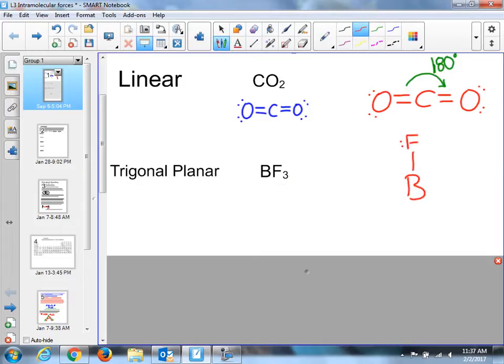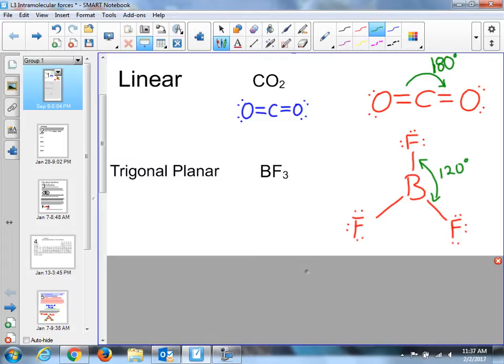F, F, F, fluorine 3 times. And the angle, because it's a plane, it's flat, trigonal planar, these are separated by 120 degrees. Okay? So that would be the example there.